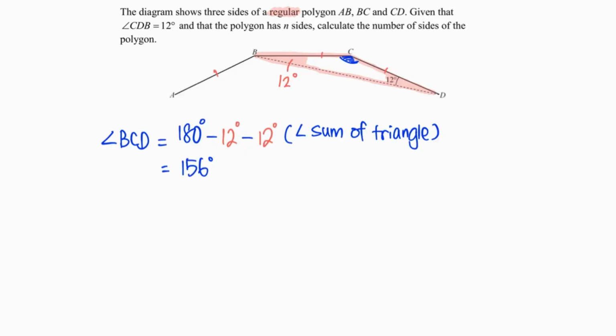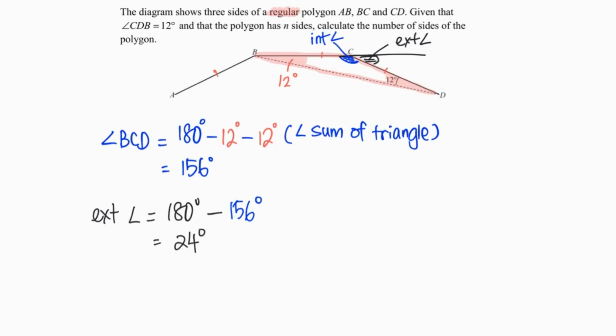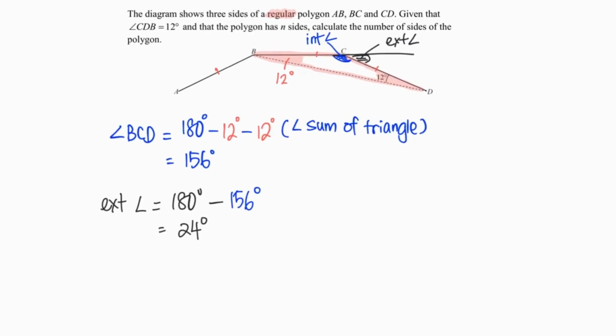So the exterior angle then, so this is my interior angle, this will be my exterior angle. Exterior angle is 180 minus the interior angle. They add up to 180. And that will be 24 degrees. And because it is a regular polygon, all the exterior angles are the same. And we know that all the exterior angles add up to 360. That's why we just need to divide by 24.